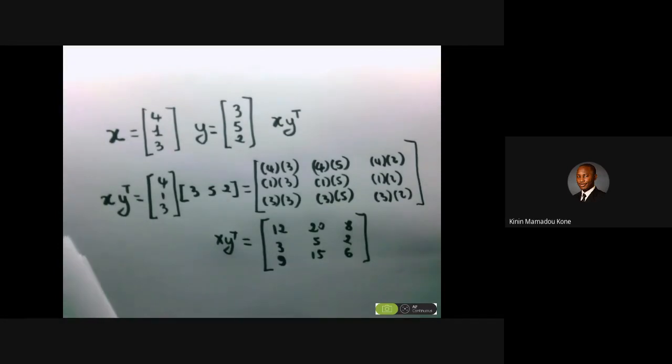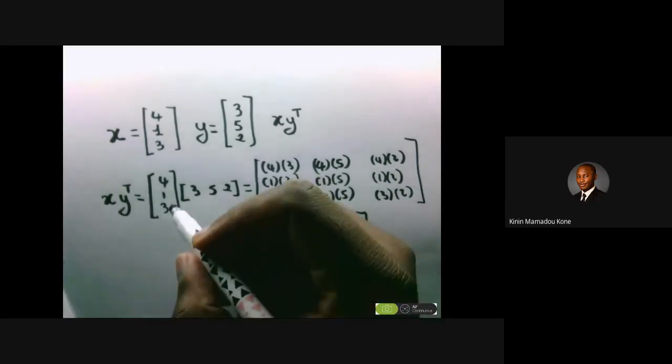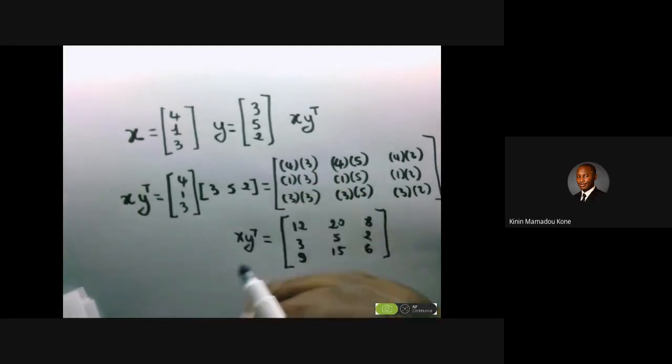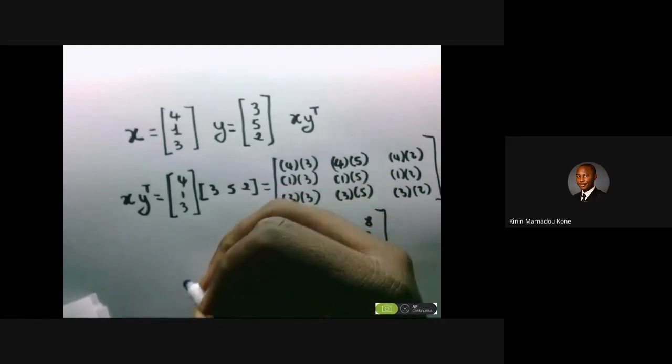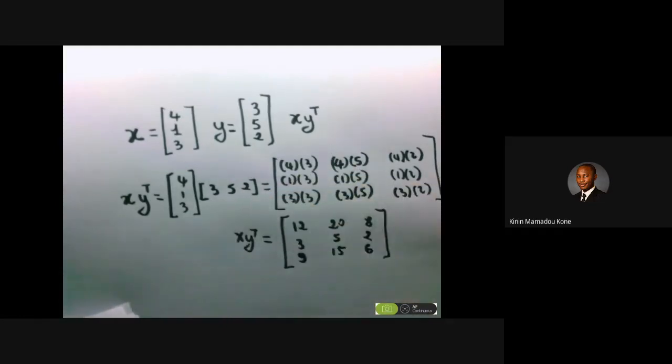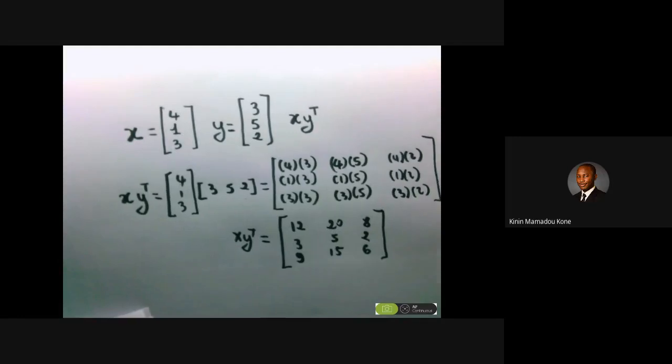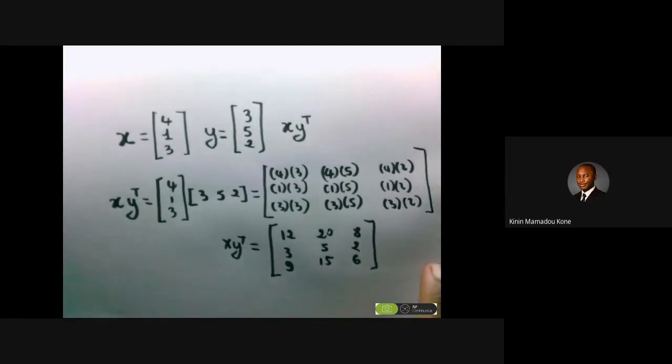Now let's see some more examples of this. That's the case where we have 1 by n vectors. That's what we had. Now let's see if we had matrices.